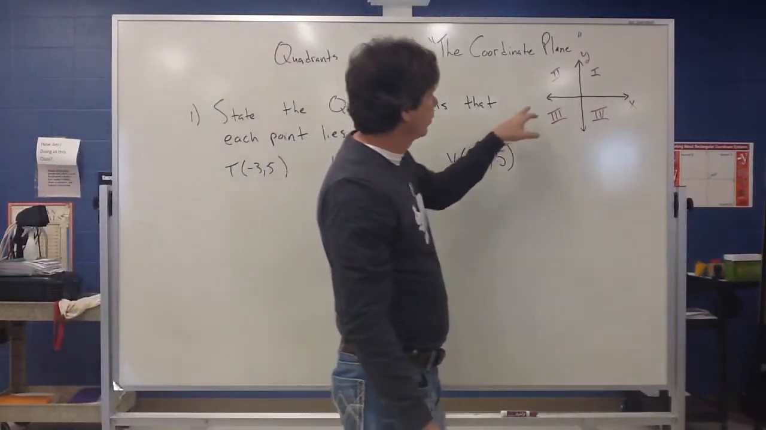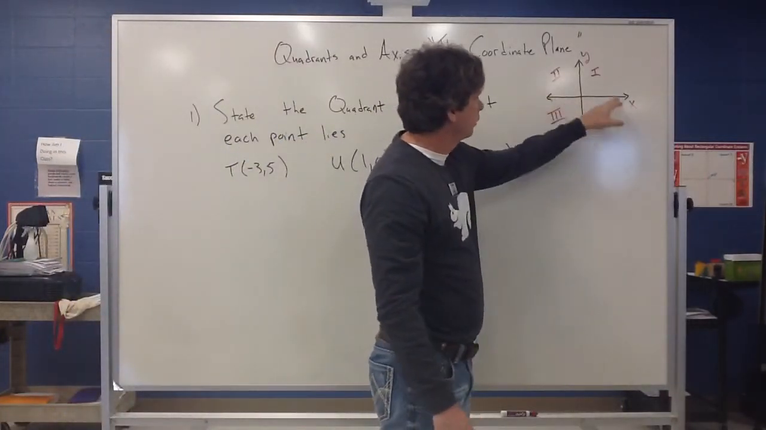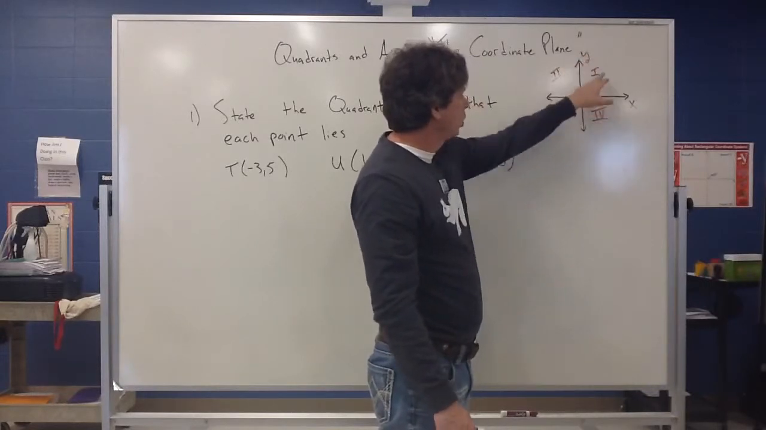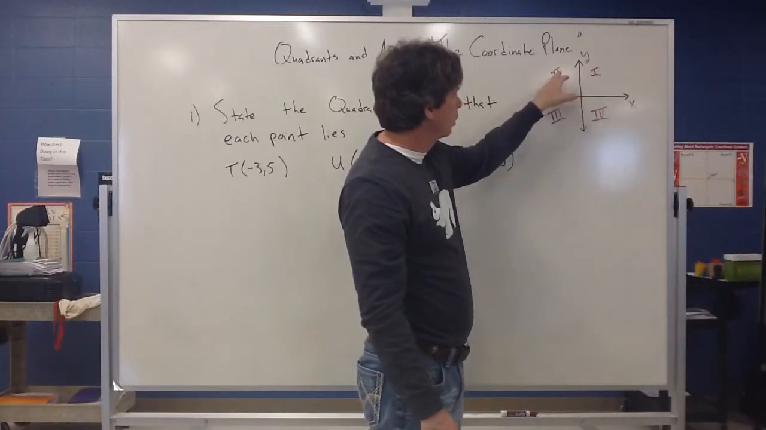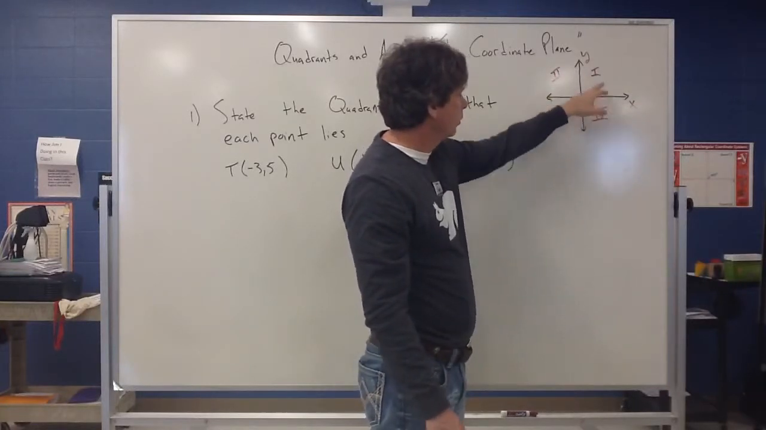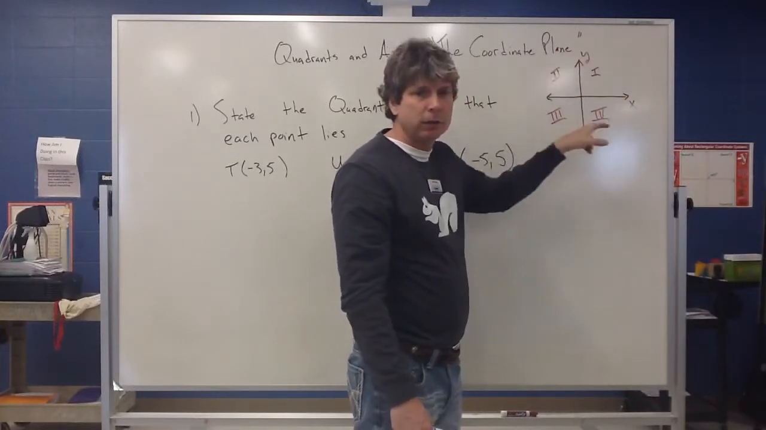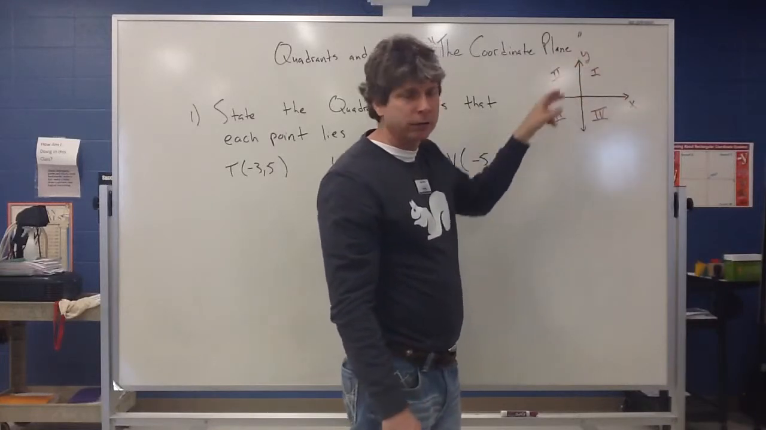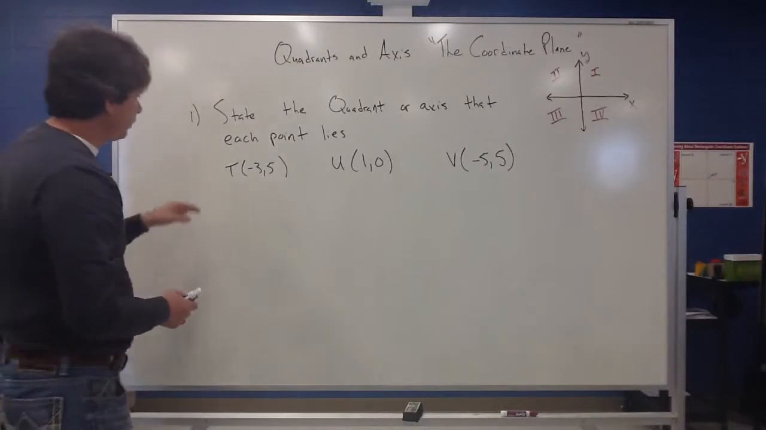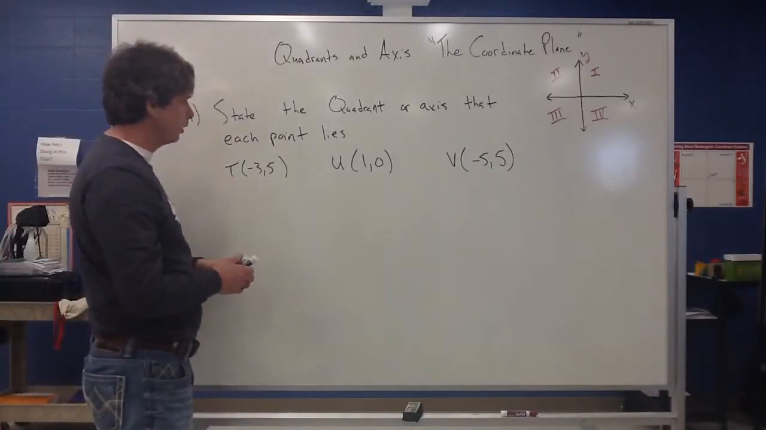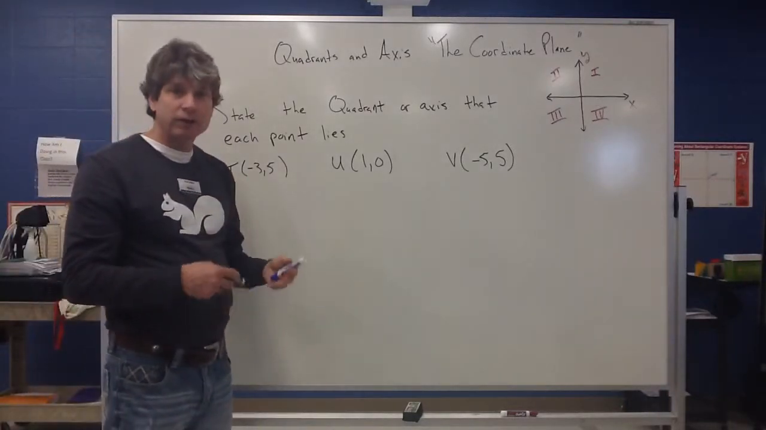Let's say I got a question that says, state the quadrant or axis that each point lies. Now remember, the horizontal line is our x-axis, the vertical line is our y-axis. Quadrant 1 is that upper right corner, and they go counterclockwise. So quadrant 1, quadrant 2, quadrant 3, quadrant 4. For some reason, a lot of the math goes in a counterclockwise direction. To identify what quadrant these points lie in, the best thing to do is actually plot them.